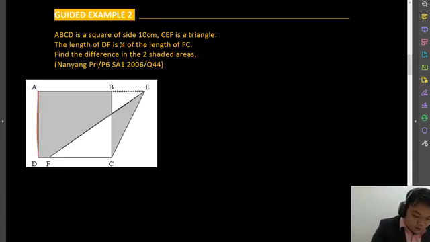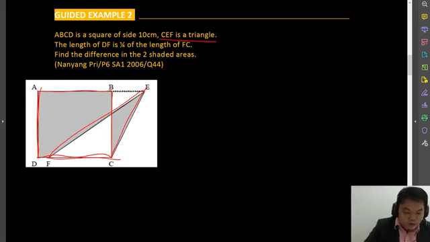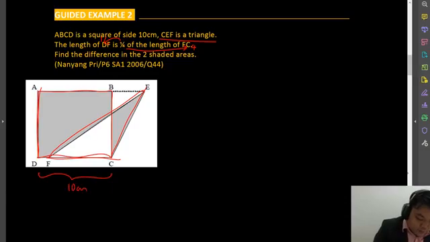Now this ABCD is a square. CEF is a triangle. Now the length of DF is 1/4 the length of FC. Find the difference in the two shaded areas. Now if this entire length is 10 cm and this portion here is 1 part and this portion here is 4 parts, then let's simplify the problem first.